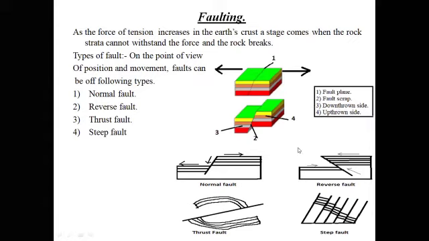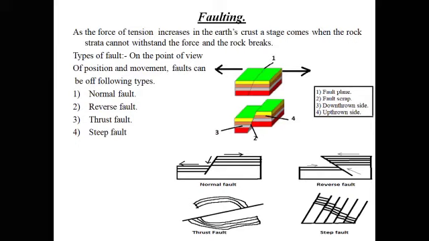Next comes fault scarp. This angle is called fault scarp, the part which is exposed as a result of faulting. Now when this faulting takes place, this part of the block or this part of the mountain will be standing still, and this section will slip down, exposing this part of this section. This is called fault scarp.